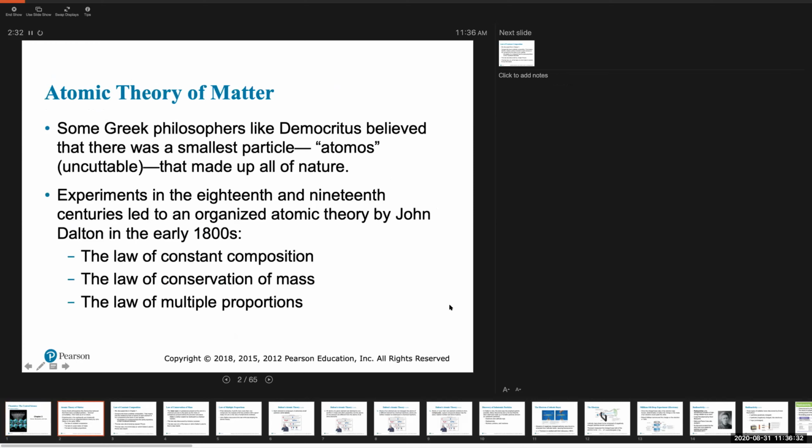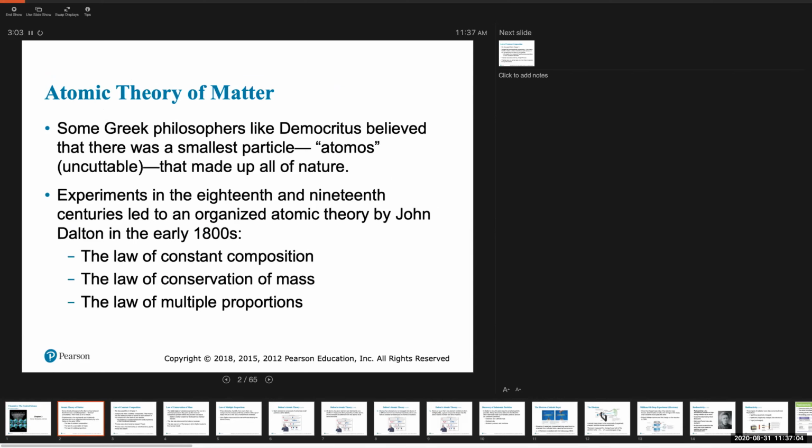Okay, when we think about atomic theory, it goes all the way back to the Greek philosophers. They believed that there was a small particle that made up all of nature, and this is where the word atom comes from. It's interesting because obviously back then they weren't doing experiments. They just didn't have that ability. This was all just philosophy, but when you think about it, they kind of had the right idea even back then.